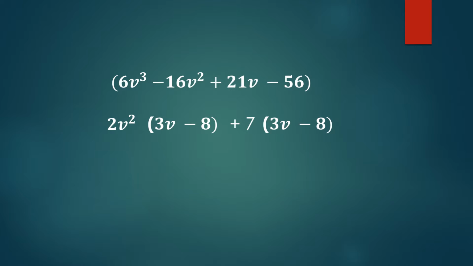And you look at the binomials in brackets that are common, 3v minus 8, 3v minus 8, that becomes one factor, 3v minus 8, and the other factor is 2v squared plus 7, which you see in brackets here.